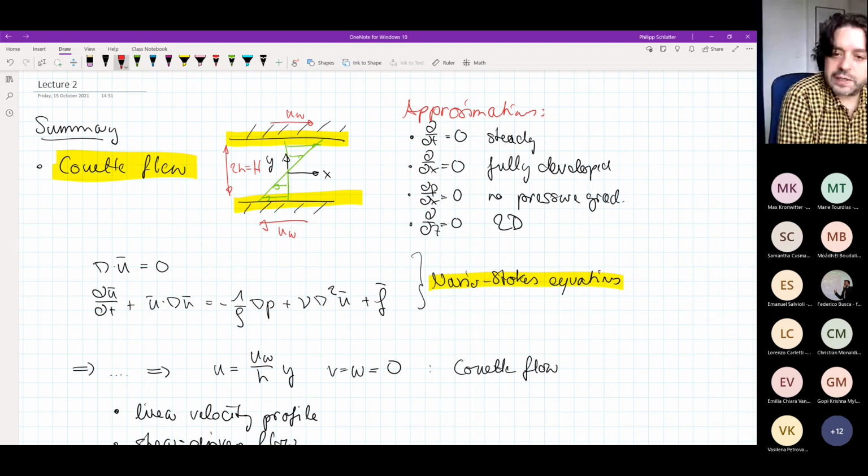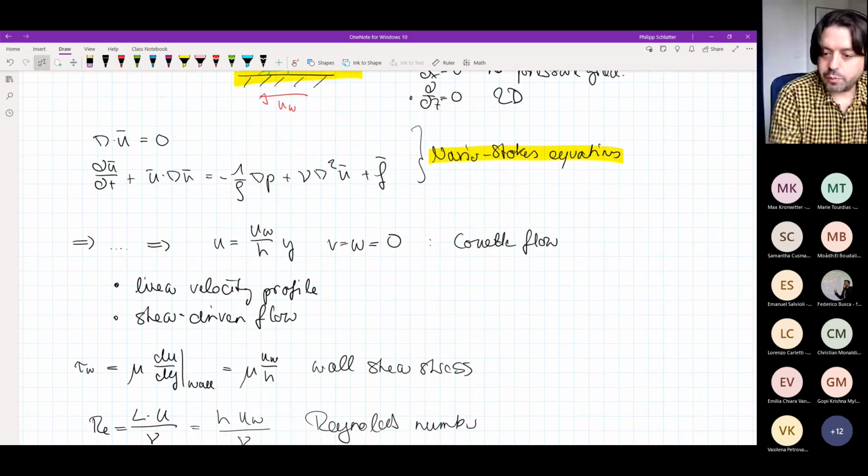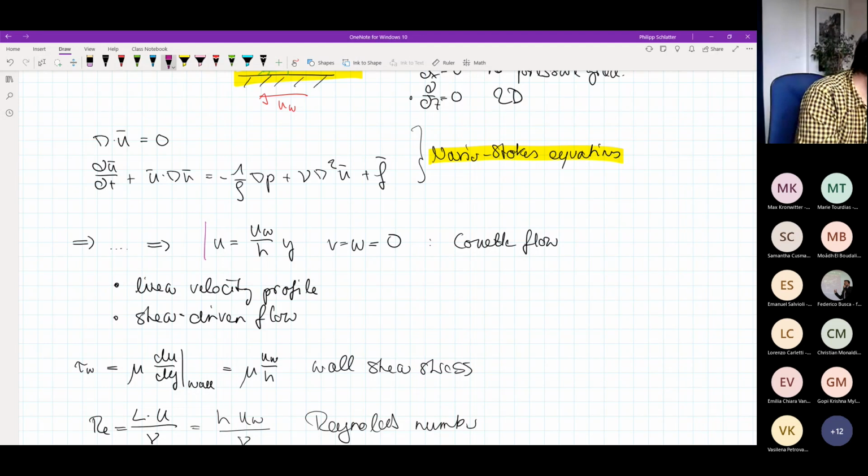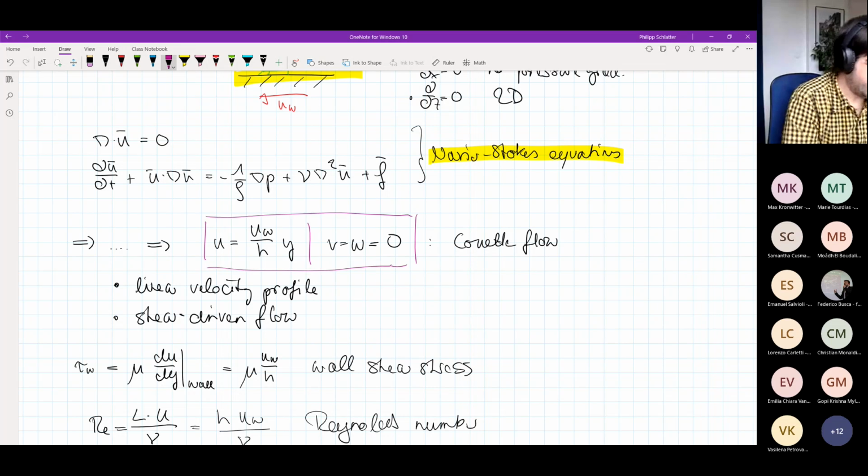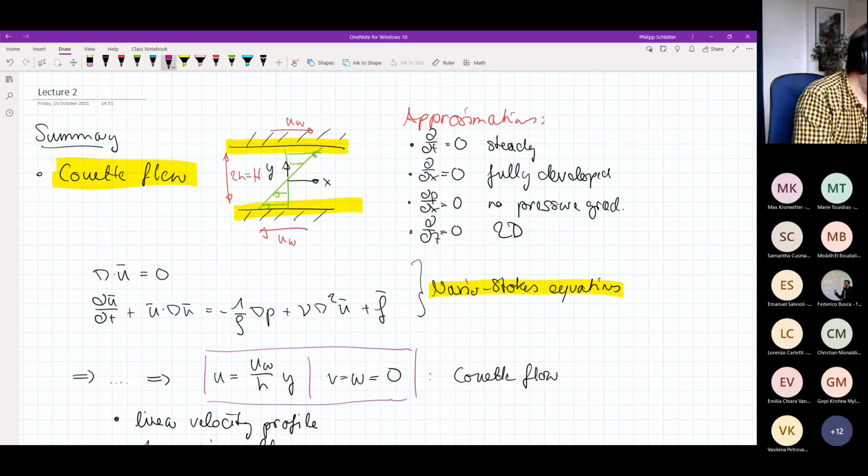If you now put all of these approximations together, we introduce those into the Navier-Stokes equations, and we use the continuity and the momentum equations. We solve them, then we get the well-known result that is written here for Couette flow, namely that v and w are 0, and u, the streamwise velocity, will have a linear dependence on the vertical coordinate. And that's exactly what I have also sketched here in green. This is now the velocity profile that you get for Couette flow.